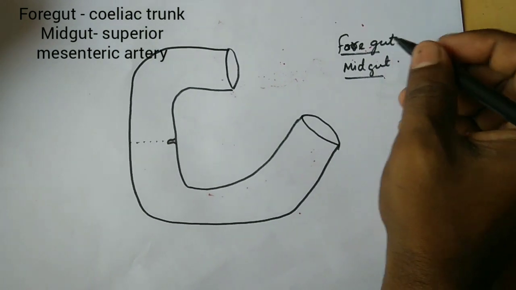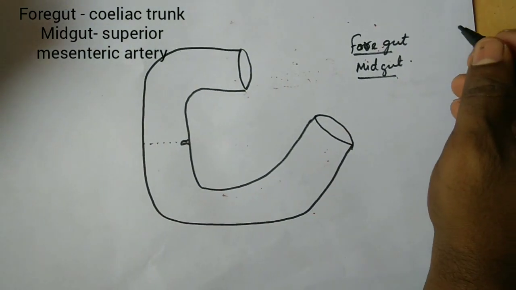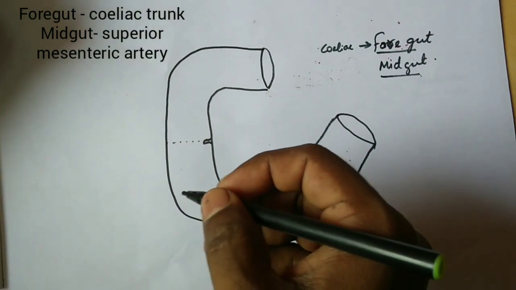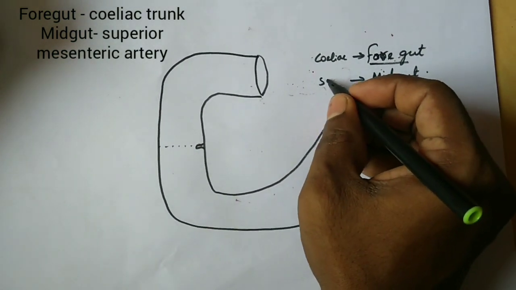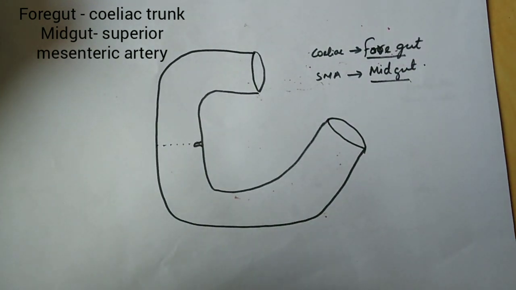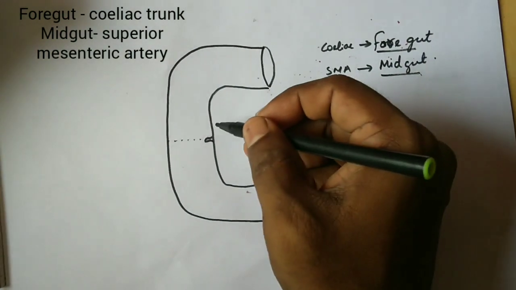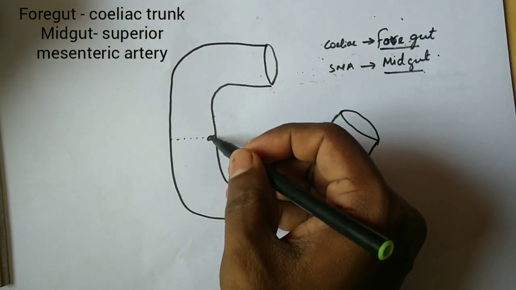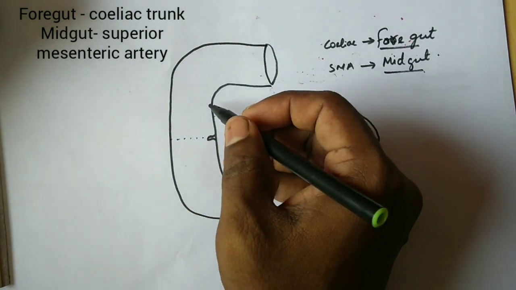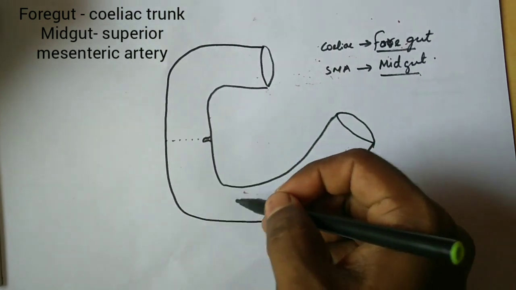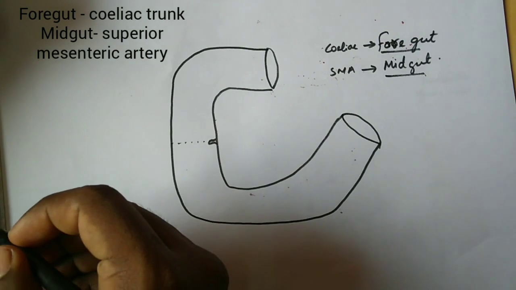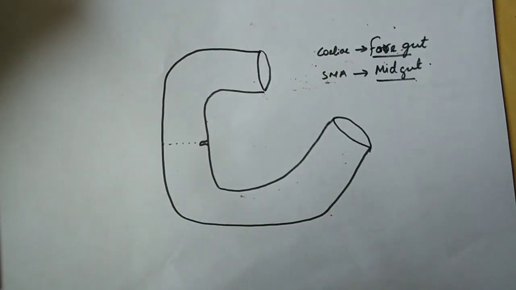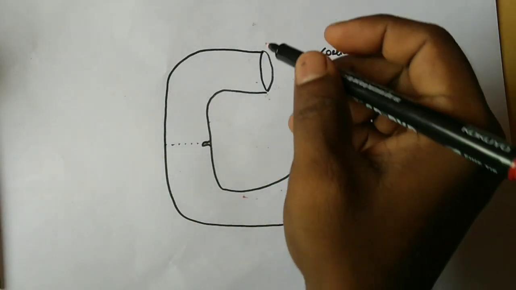The artery of foregut is celiac trunk, and the artery of midgut is superior mesenteric artery. So the area above the major duodenal papillae will be receiving branches from the celiac trunk, and the area which is distal to the major duodenal papillae will be receiving the source arteries from the superior mesenteric artery. Now let's see the celiac trunk.